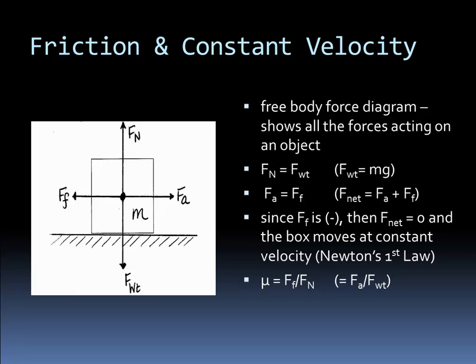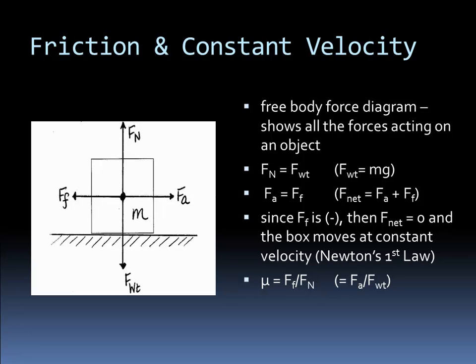What you're seeing here is a free body diagram. Free body diagrams show all the forces acting on an object. So you'll represent the object by a dot, and then you'll draw all the forces acting on it. In this case, we've drawn the weight, which is due to the force of gravity, pointing down. We have our force of friction to the left, our applied force to the right, and then our normal force pointing up. Over here, I have the equations listed based on this diagram.